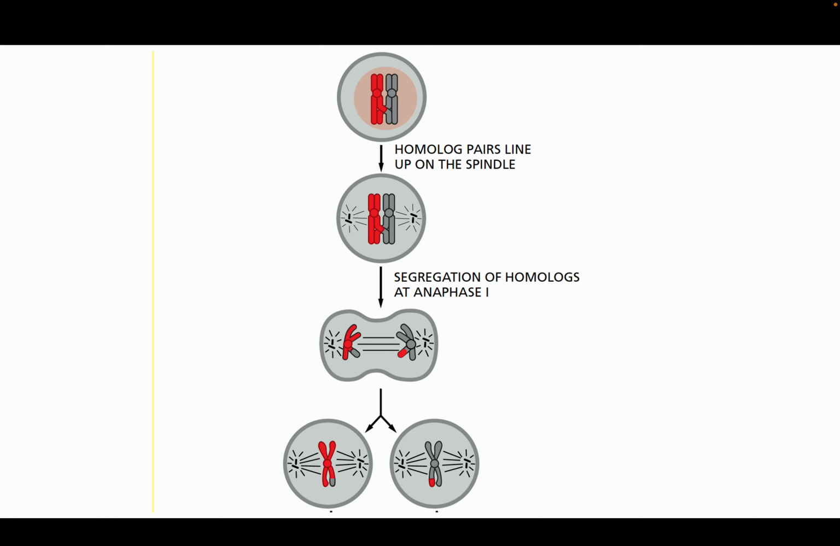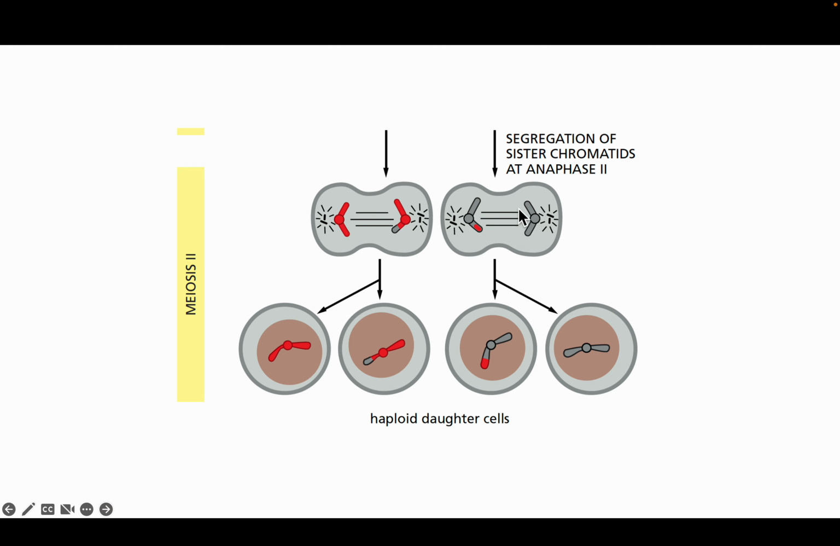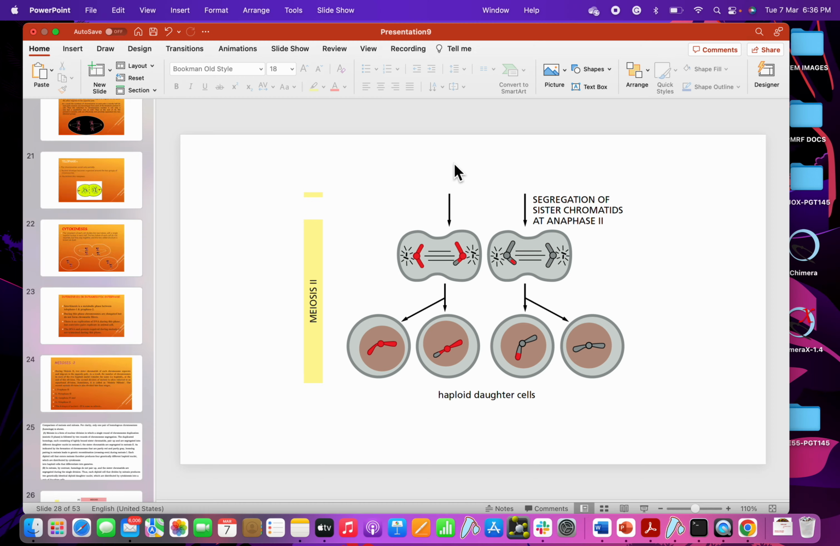They will line up on the spindle. Then segregation of the homologues will happen at anaphase 1, and before that, you can see at the chiasma the crossing over has started and will go on. In anaphase these two homologues will get separated, and after telophase this is the scenario. Then comes the segregation of the two sister chromatids.